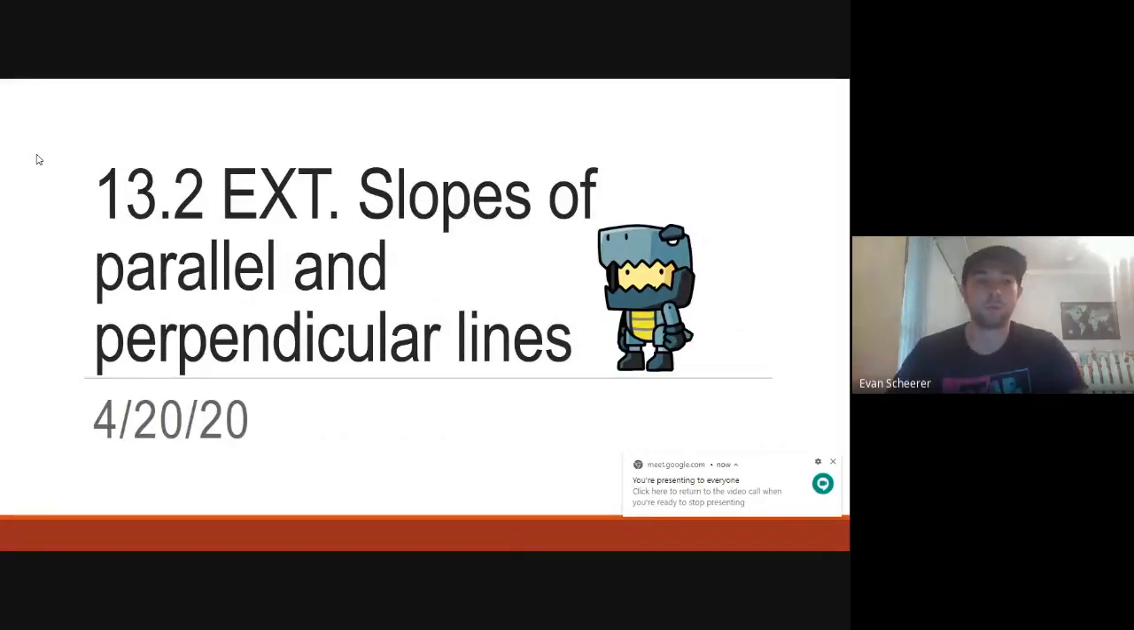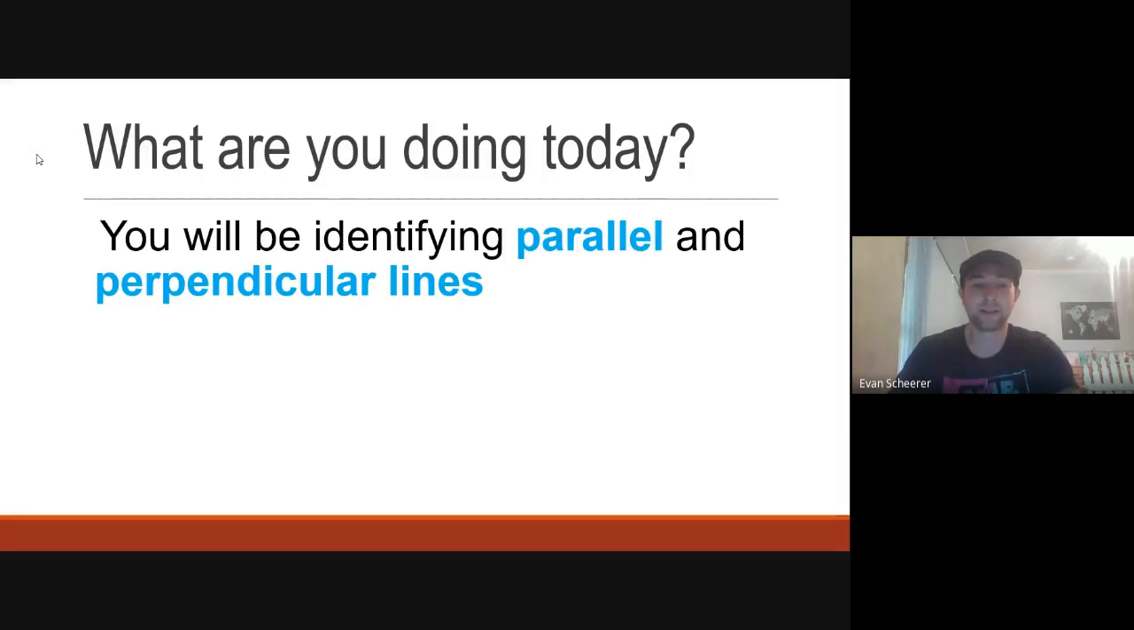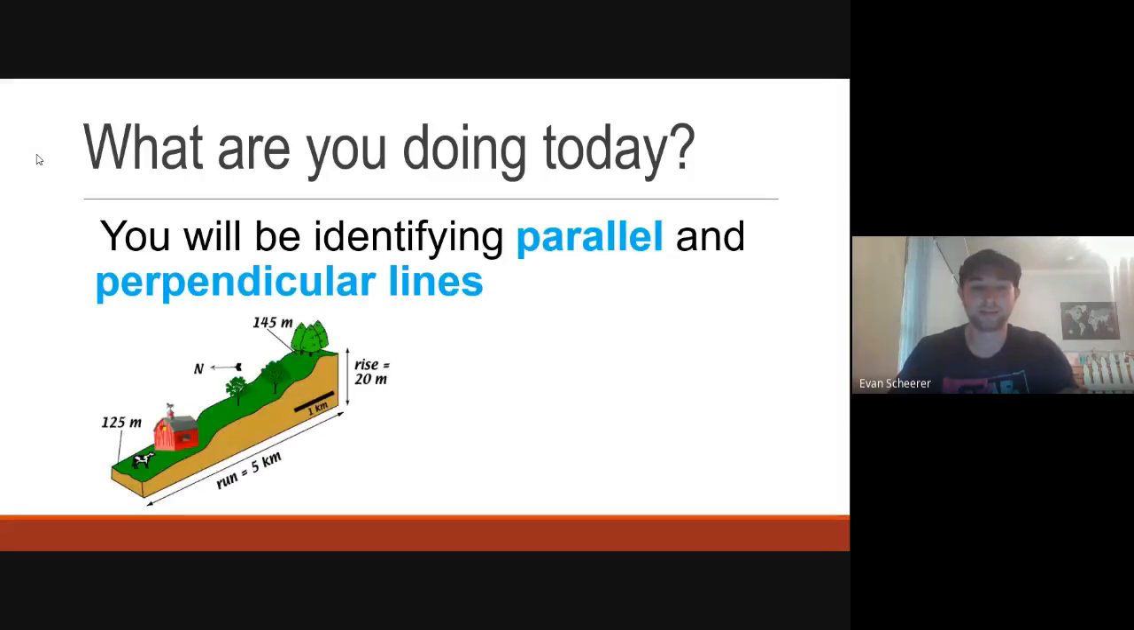All right, guys, welcome to chapter 13.2 extension, slopes of parallel and perpendicular lines. So last section we were talking about the slopes, and now we are going to continue with the slopes. We are just going to look at multiple lines on the same graph and test whether or not they are parallel, perpendicular, or neither. So like I said, today we're identifying parallel and perpendicular lines.